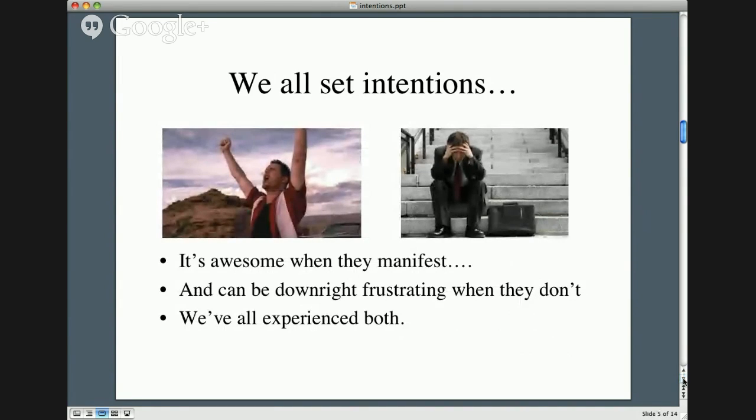So we all set intentions. It's great, it's amazing when they manifest. We've all had those experiences at some time in our life, and it can be really frustrating when they don't work. And again, everybody has had both of those experiences, whether they've worked or they've not worked. So we're going to talk about why they work, why they don't work, and ways to sharpen our tools, right?